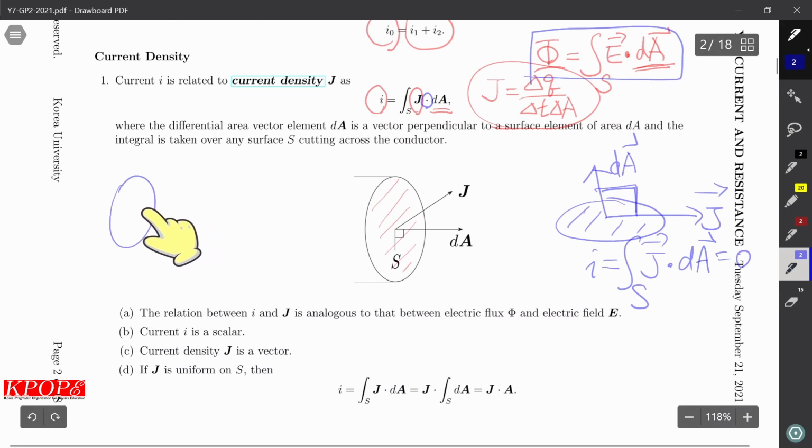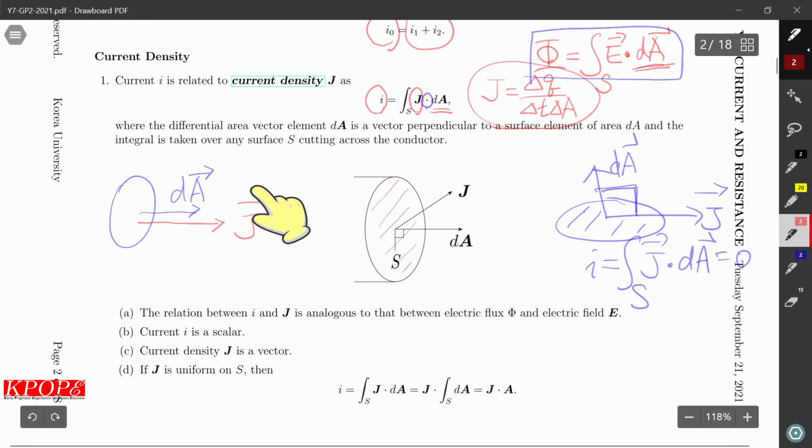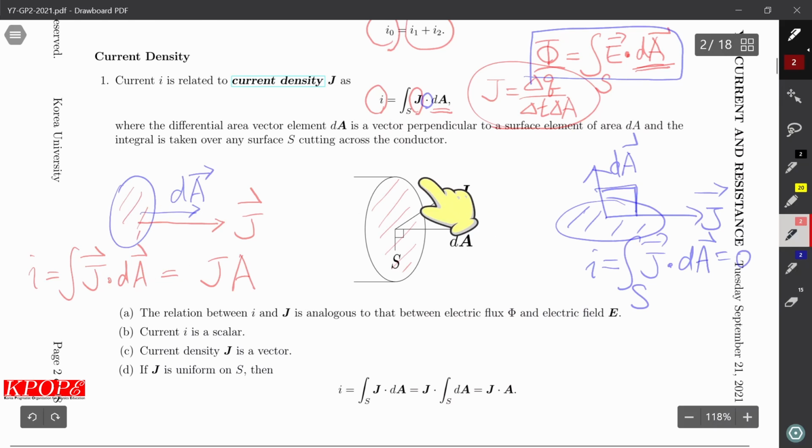In case dA is heading to the right and J is parallel, then the current I is J dot dA, and because they are parallel, this is just J times A, in case J is constant all over the surface. In general, they make an angle theta, so J dot dA equals J dA cosine theta.